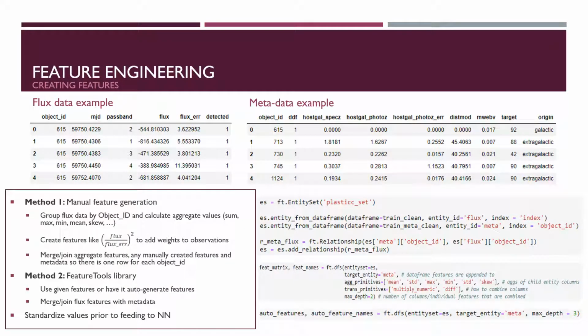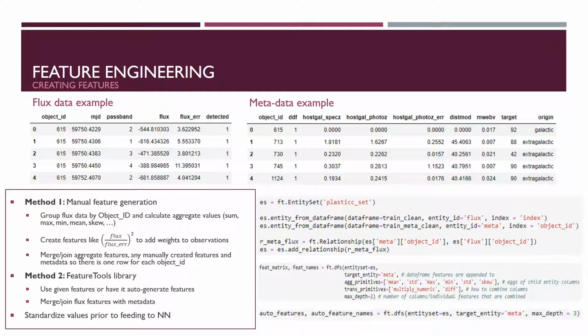The next step in my process was to do feature engineering to create descriptive variables that could be fed to the machine learning classifier. Since there were two different datasets, I needed some way to combine them. The first approach was to create manual features based on aggregations of the flux data. I grouped the data by object ID and then calculated standard descriptive statistics such as maximum, minimum, mean, etc. I also added in some calculated features such as the flux weight, which is the flux value normalized by its measurement error. Next, I merged the flux and the metadata data frames, where each new aggregation or calculated value became a new column.